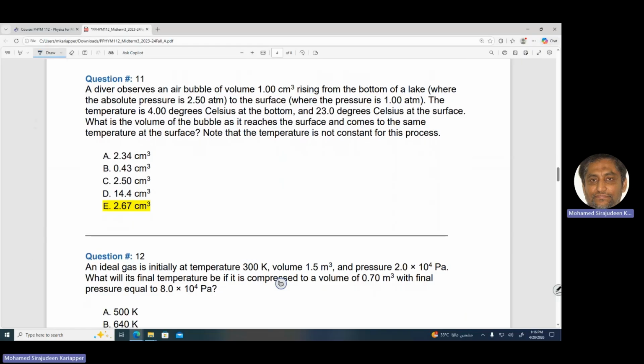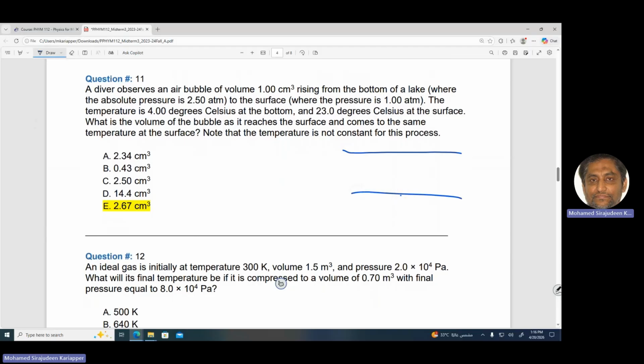Number 11. A diver observes an air bubble of volume 1 centimeter cube rising from the bottom of a lake, where the absolute pressure is 2.50 atmospheres, to the surface, where the pressure is 1 atmosphere. So I would like to draw a picture so everything is clear. You don't have to keep reading this again and again.